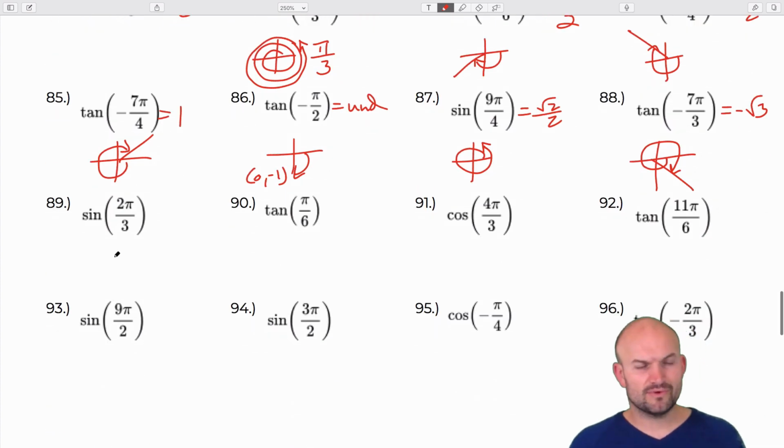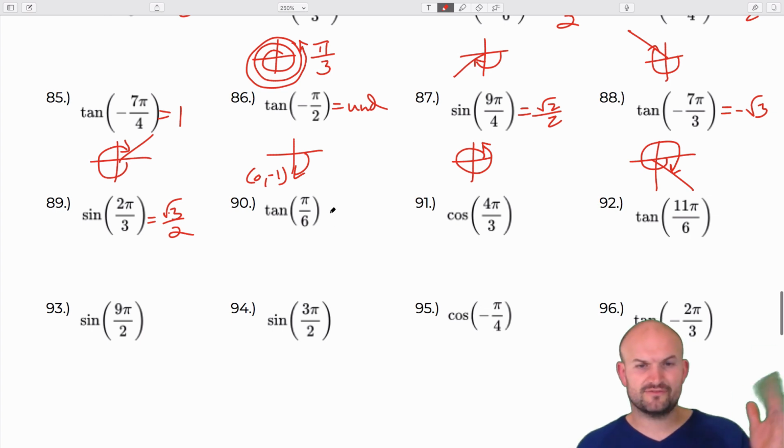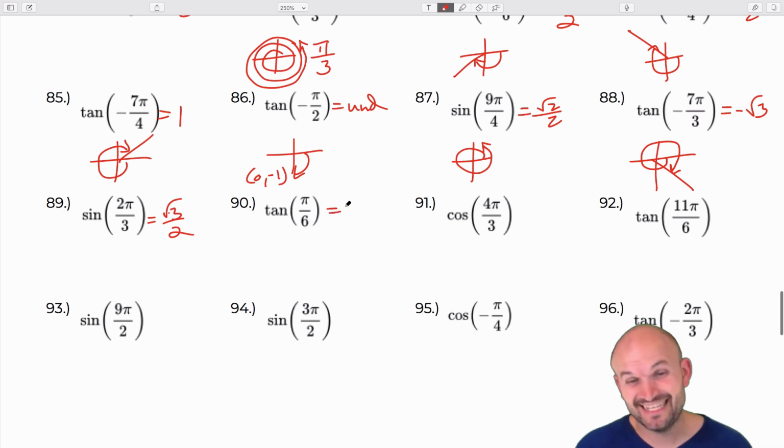2 pi over 3, reference angle is pi over 3. So the sine here in this case is going to equal square root of 3 over 2, and it's going to be positive. For pi over 6, that's in the first quadrant. We did this one at the beginning, if you recall. That's square root of 3 over 3.